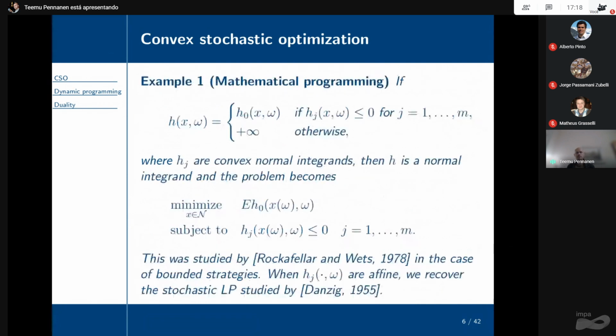Then some examples. The first one, not sure if it's very interesting for math finance people. This is just a link to those classical OR models. If you look at the linear case, you get back Dantzig's stochastic LP model. This is a format that Rockafellar and Wets studied back in the 70s in several papers.